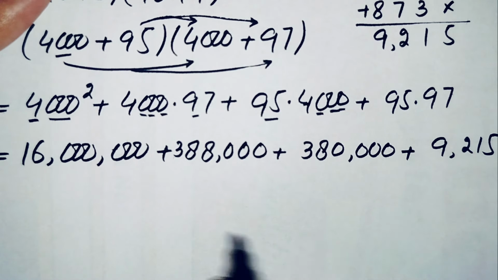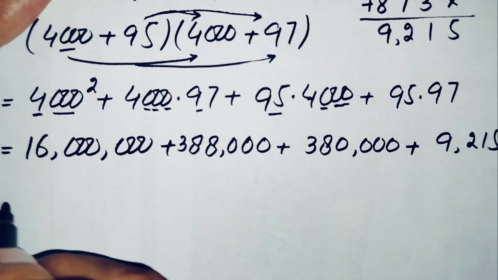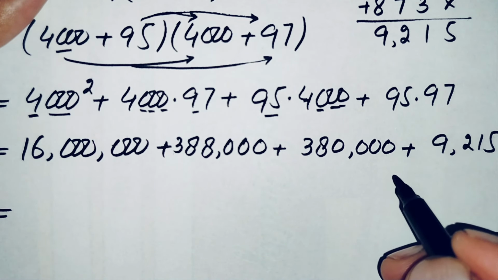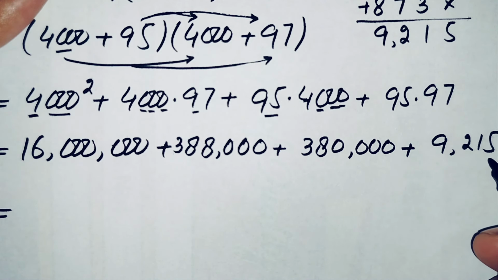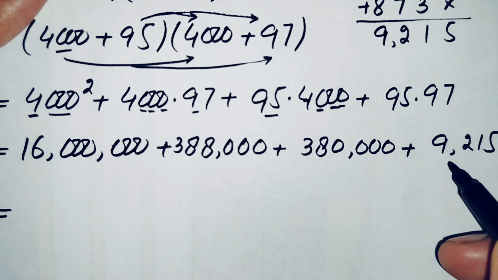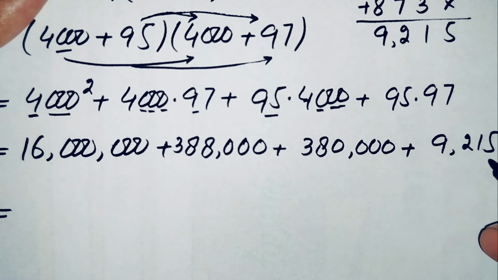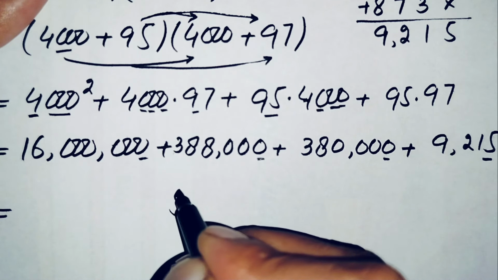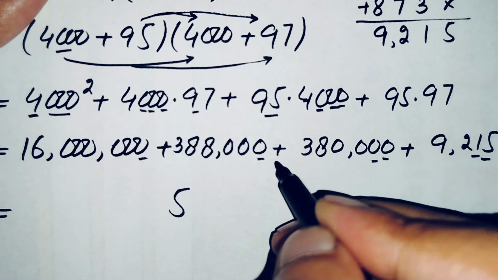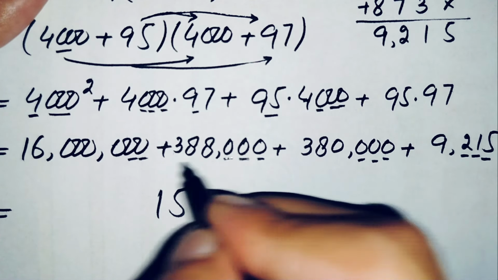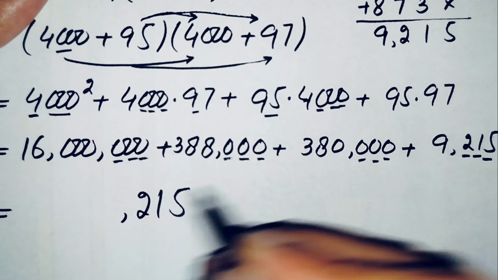Now finally we will add all of these four numbers with each other. So this will give us our final answer. Now to add these four numbers, we will start from the ones position. So first we will add the digits at ones position, then the digits at tens position, then the digits at hundreds position, and so on. So 5 plus 0 plus 0 plus 0 is 5. Now 1 plus 0 plus 0 plus 0 is 1. Now 2 plus 0 plus 0 plus 0 is 2, comma.